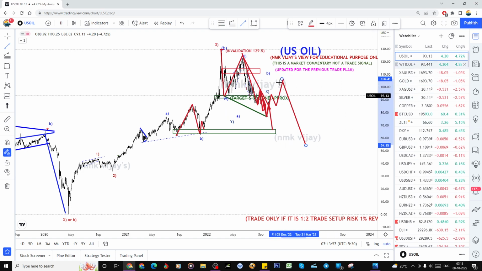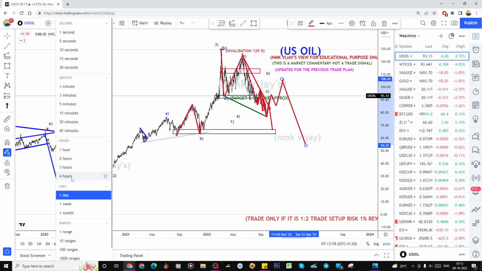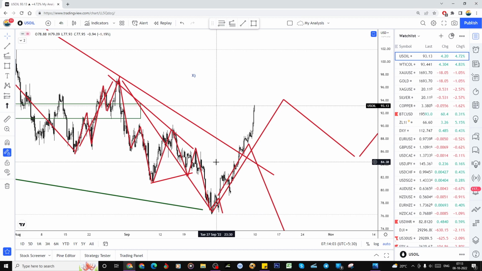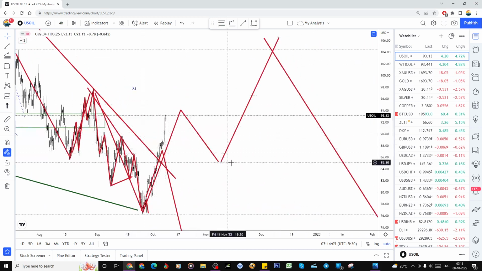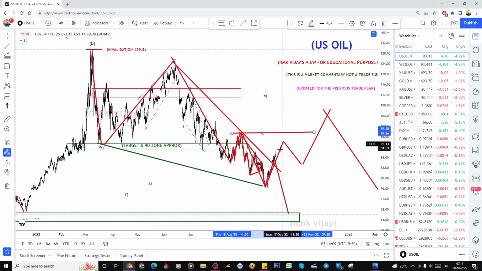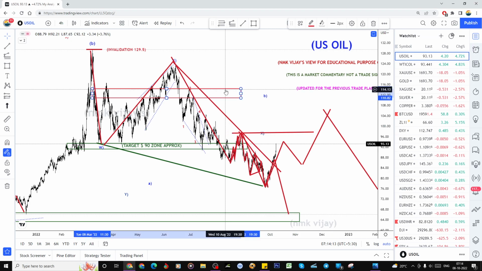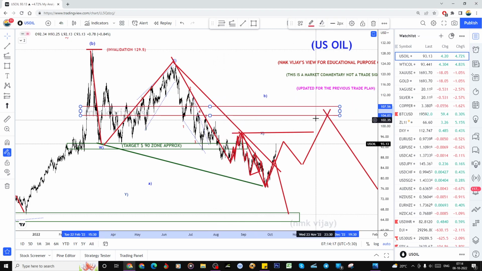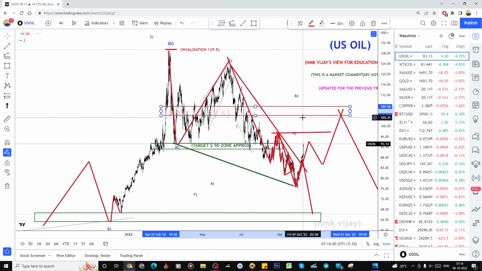So let's move on once again. I have a little bit of an idea. In the shorter term, I'm expecting this three-wave structure. Once it breaks this three-wave structure, the next target we can set is 105 to 100. Yeah, 105 we can expect.